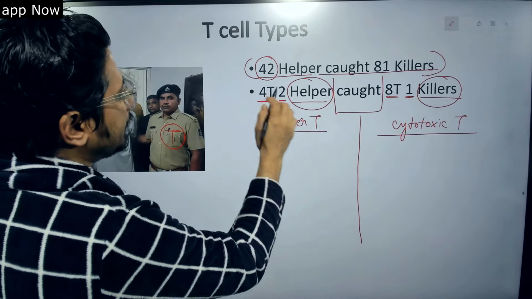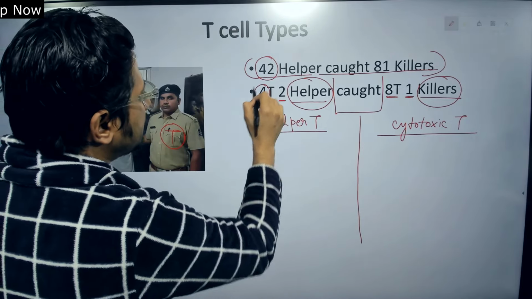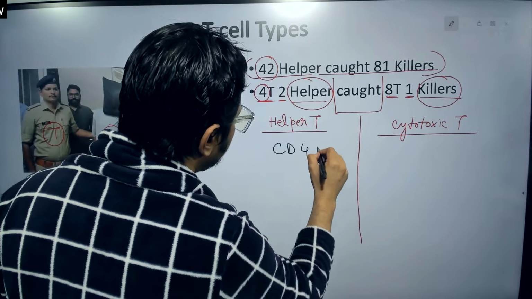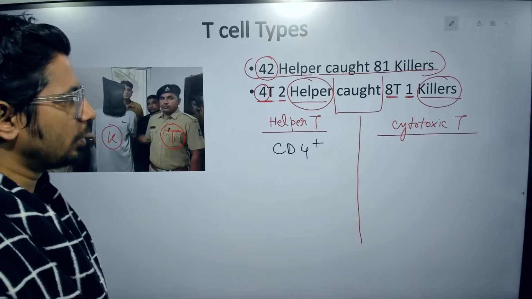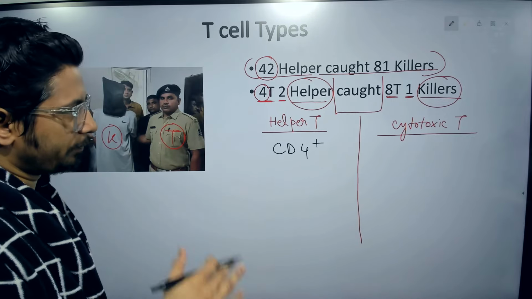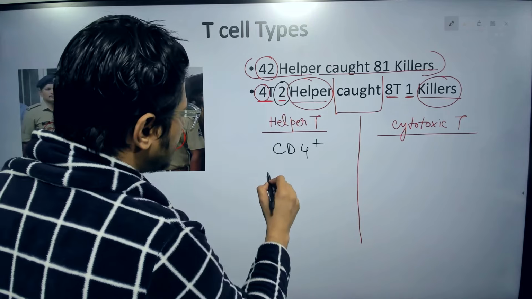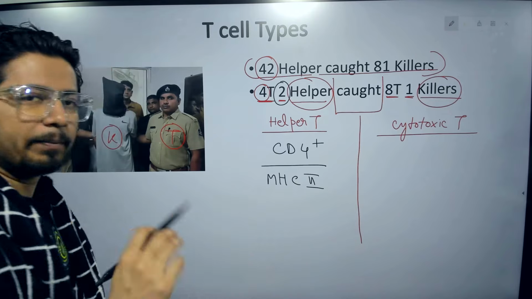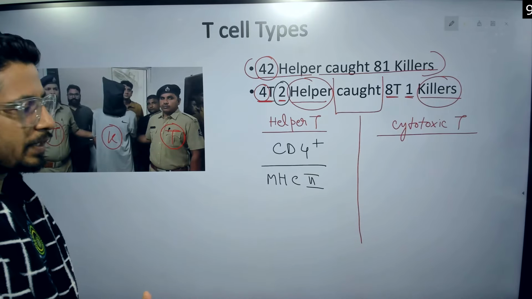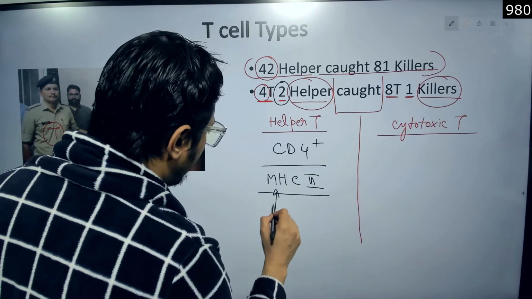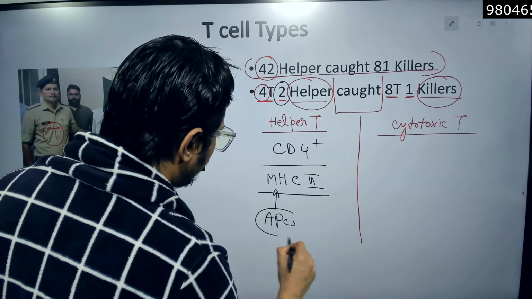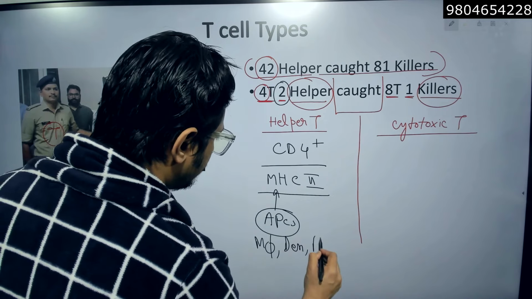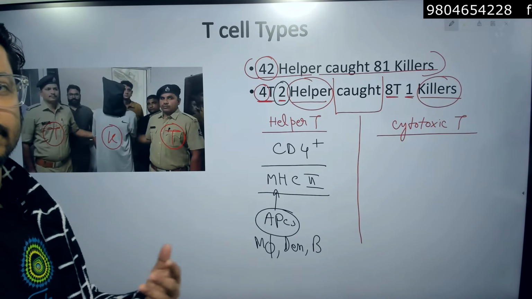So in helper T cell, this is 4T. 4 means these helper T cells are associated to CD4 plus, cluster of designation 4 or cluster of differentiation 4 plus, and the 2 represents the MHC type that they interact with. They interact to MHC2 receptors, and MHC2 receptors are provided by antigen presenting cells in our immune system, including the macrophage, the dendritic cell and the B cells. They all act as professional antigen presenting cells.